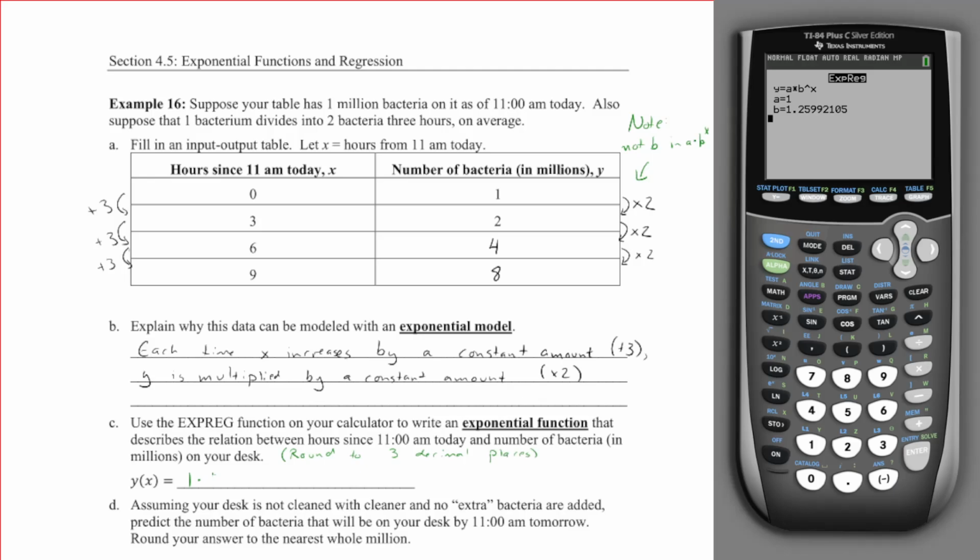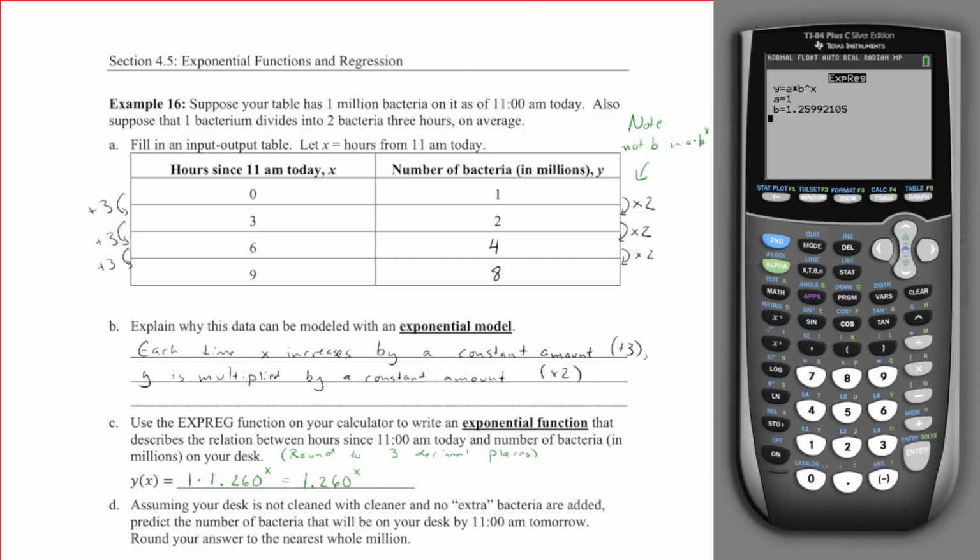One times 1.260 to the power x. Or we could just say, we don't need to write 1 times, right? 1.260 to the power x.